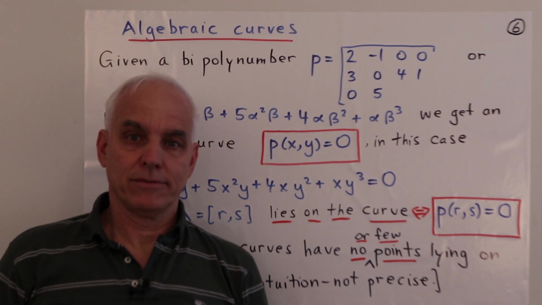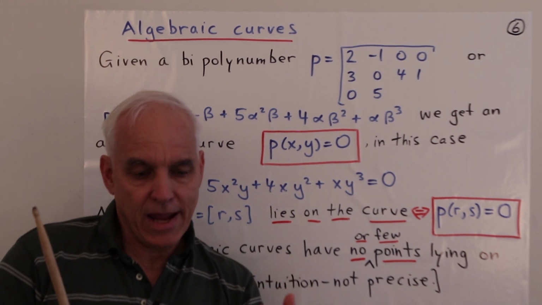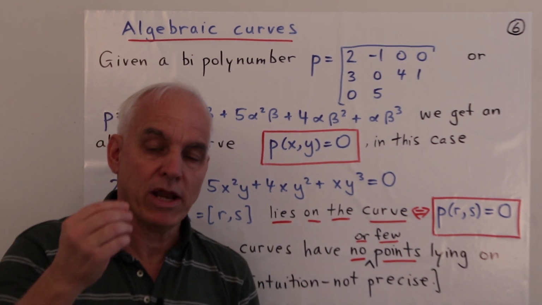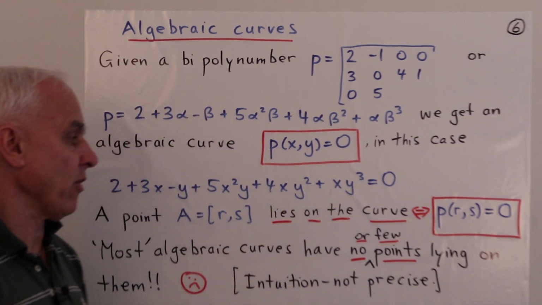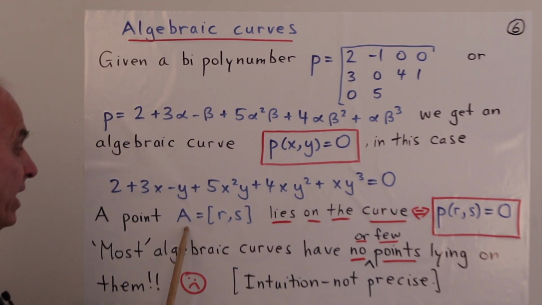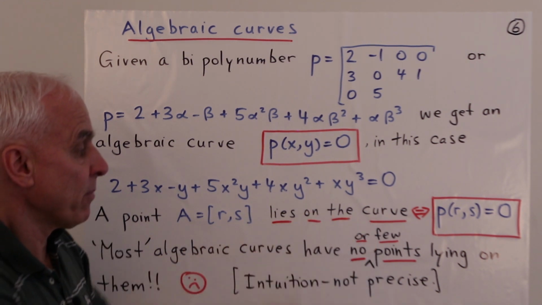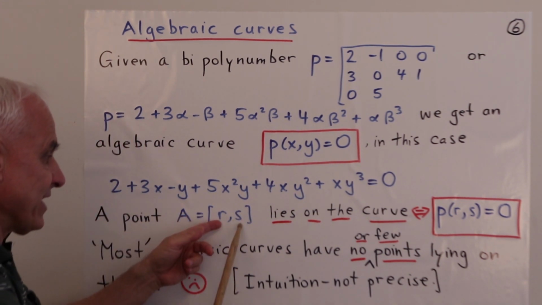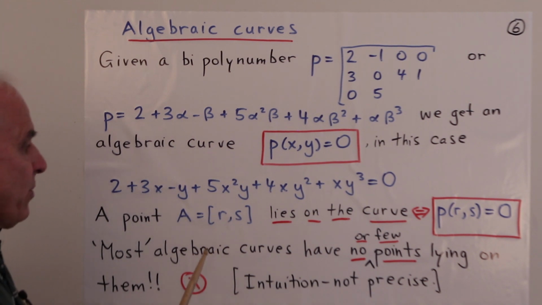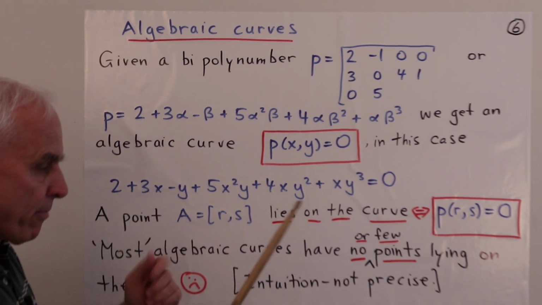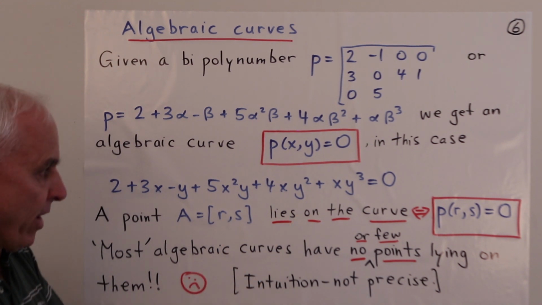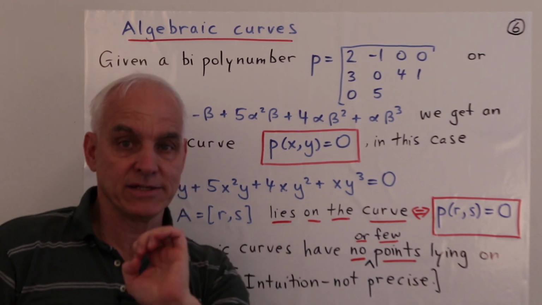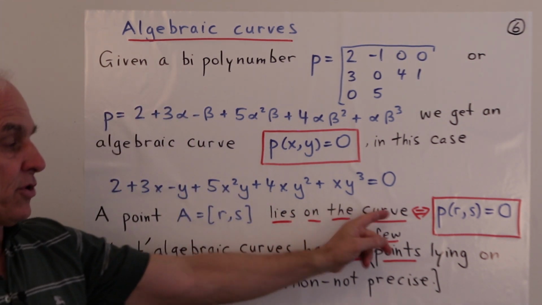Okay, but what does it look like? Well, to answer that, we have to relate the equation with something geometrical. So we have to say what it means for a point to lie on such a curve. And the answer, of course, is obvious. A point A, say (r, s), lies on the curve precisely when p of (r, s) equals 0. Precisely when the point actually satisfies the equation of the curve. You replace x with the number r, you replace y with the number s, and the left-hand side actually equals the right-hand side, which is 0. If that's the case, then we'll say that the point A lies on the curve.